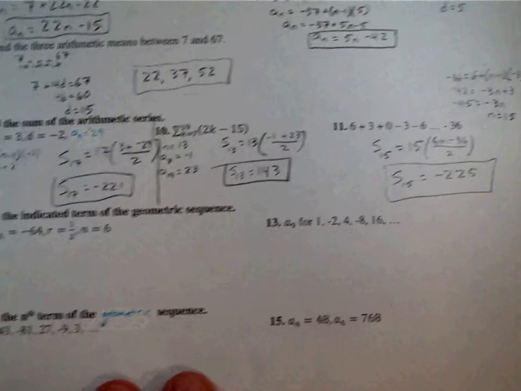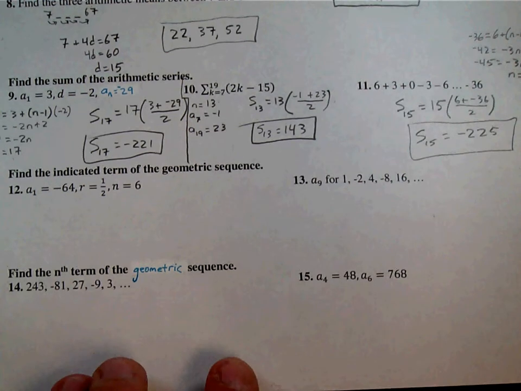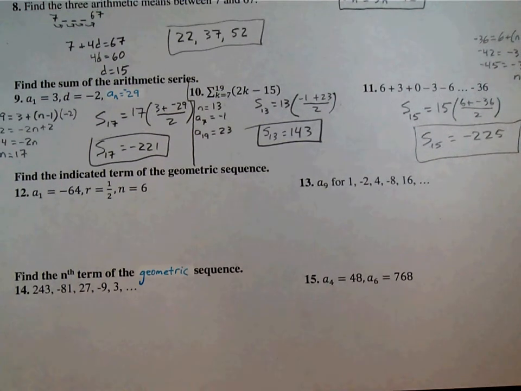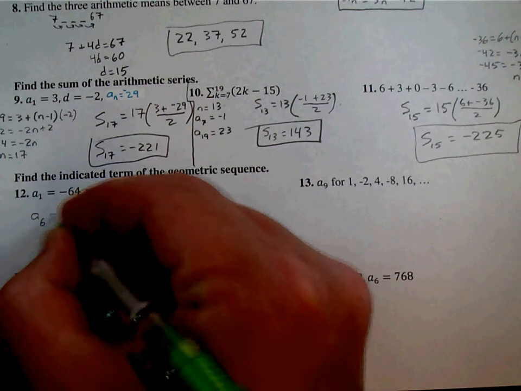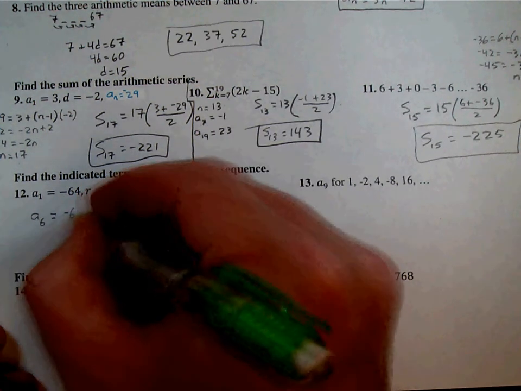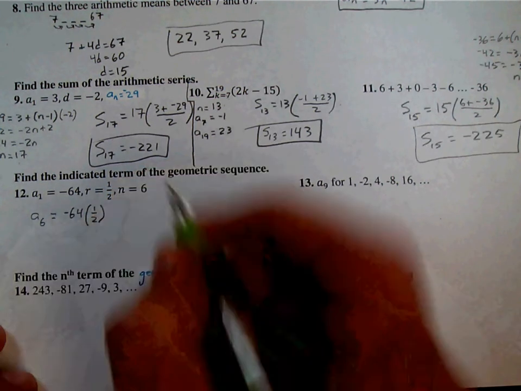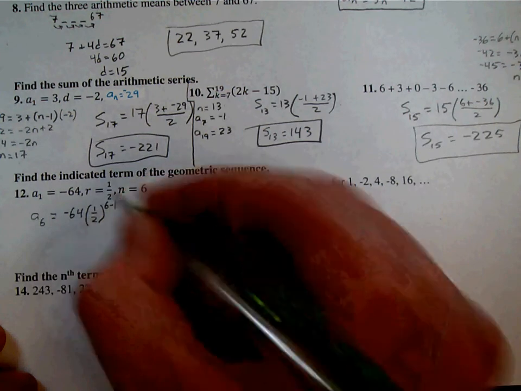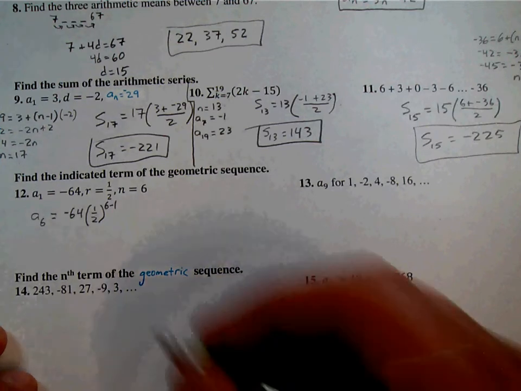Now I move on to find the indicated term of geometric. So we switch gears into geometric sequences and series now. So we are looking for the sixth term, so a sub 6 equals our first term, negative 64, times r, which is 1/2, to the power of n minus 1, so 6 minus 1, which of course is 5. So I'm going to take negative 64 times 1/2 to the power of 5, and I get negative 2.